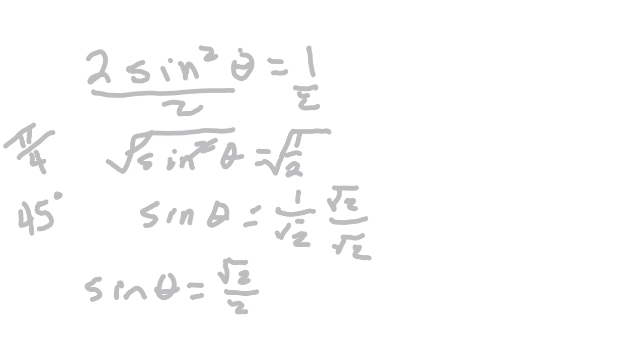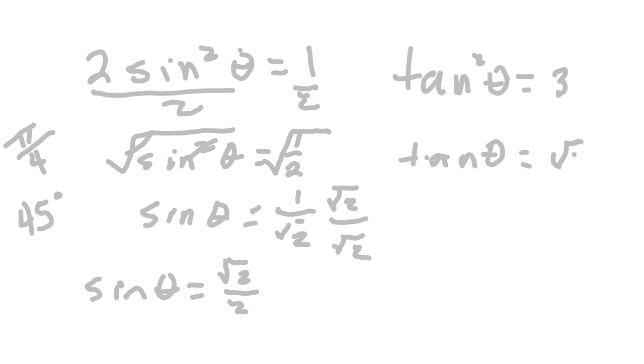Let's do 67. Okay, 67 says tangent squared theta equals 3. Okay, so this was pretty easy. Take the square root of both sides. So this is tangent of theta equals the square root of 3.